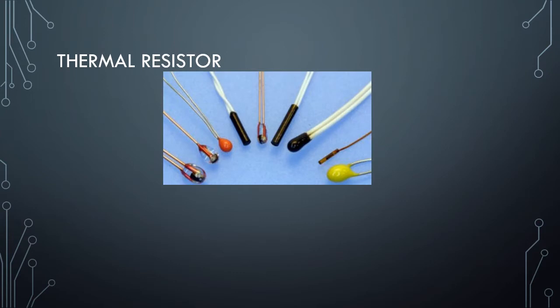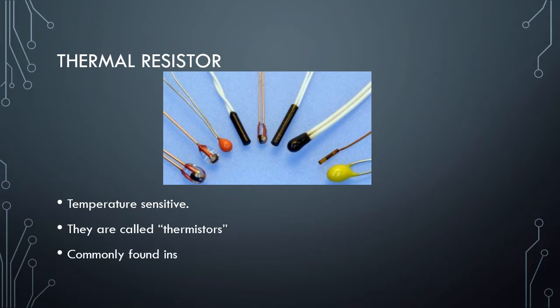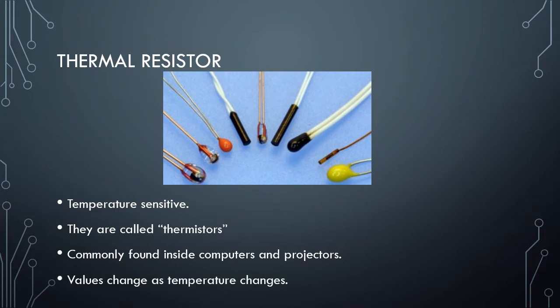Thermal resistors. They are temperature sensitive, meaning the increase in temperature will alter its values. They are called thermistors, the short term for thermal resistor. Thermistors are commonly found inside computers and projectors. So when the temperature increases, our projector will sometimes shut off. So its value changes as temperature changes. It is to protect our system or other components from overheating.